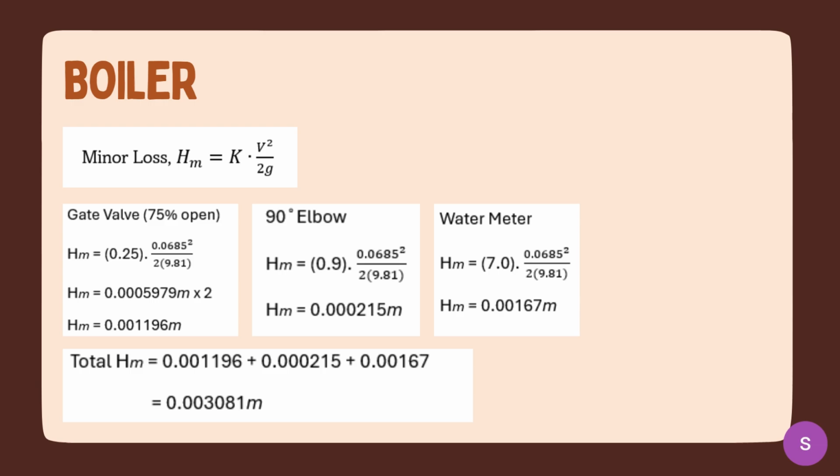minor loss for the three of them, which is gate valve is 0.001196 meter, 90-degree elbow is 0.000215 meter, and lastly water meter is 0.00167 meter. Then we need to total up all of the values to know the total minor loss in the boiler process, and the answer is 0.003081 meter.